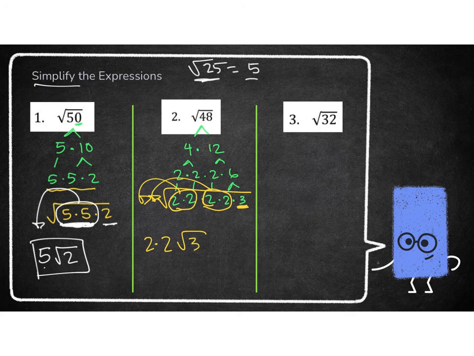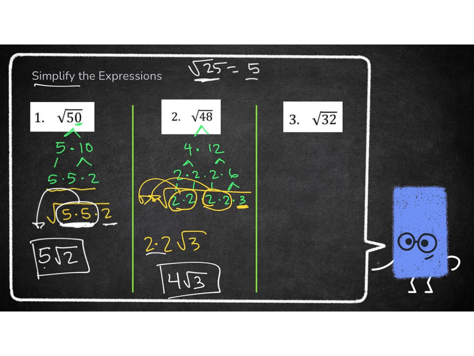Now on the outside, I have that 2 times 2. That I can put back together. So that gives me 4 square root of 3. So the simplified expression for the square root of 48 is 4 root 3. All right, let's take a look at 32.